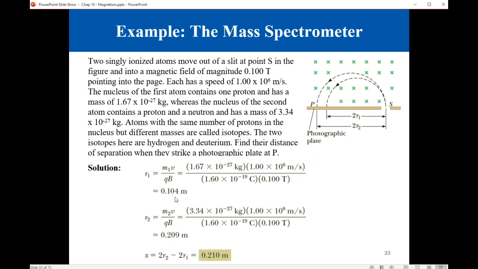So R1 is 0.104 meter. Then for R2, it is m2v divided by qB. So here we have the mass for the second atom multiplied by v divided by qB. The radius is 0.209 meter. The difference between the two paths is equal to the difference between 2R2 and 2R1. We are interested in the diameter. Diameter is equal to twice the radius. So the difference is equal to 2R2 minus 2R1, which is 0.21 meter.